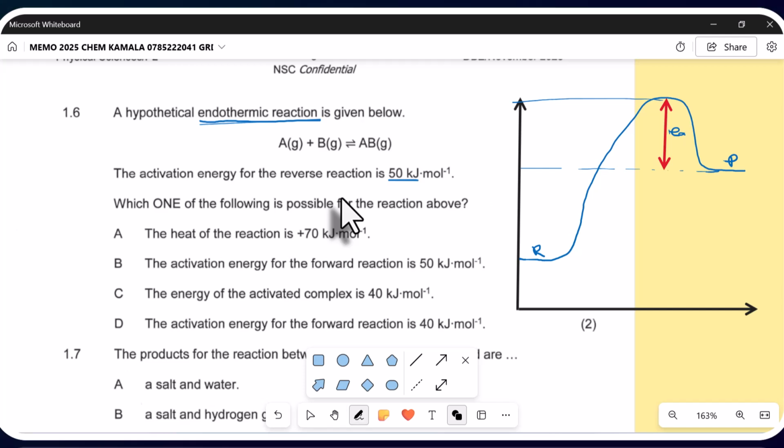Then they say the activation energy for the forward reaction is 50 kilojoules per mole. Now the forward reaction would be from here up to here. I'm using a green line here. The green line is our activation energy for the forward reaction, from this point up to here.